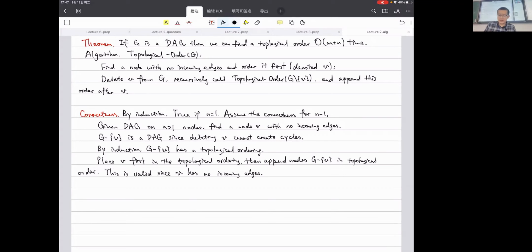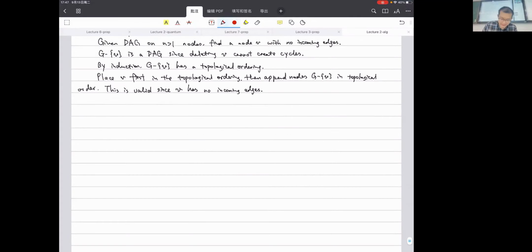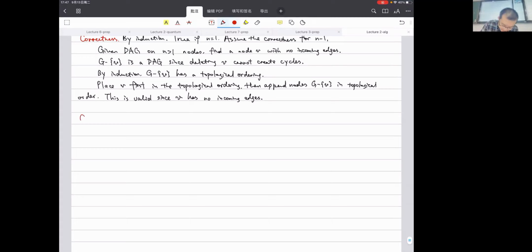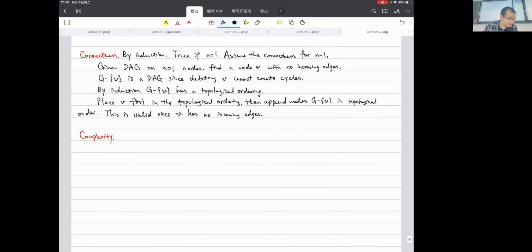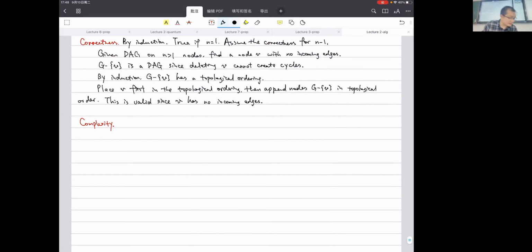So this basically gives the correctness, and the remaining thing that we need to prove is the complexity. So we can consider such kind of observations. So we maintain the following information.